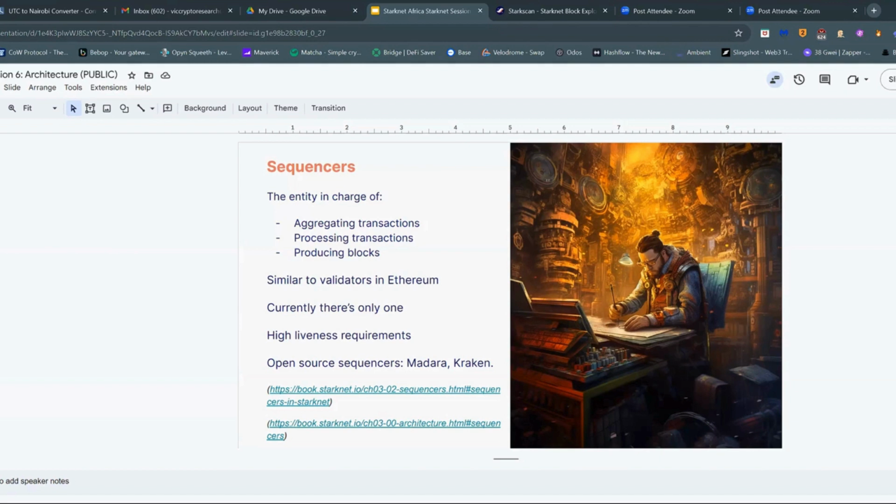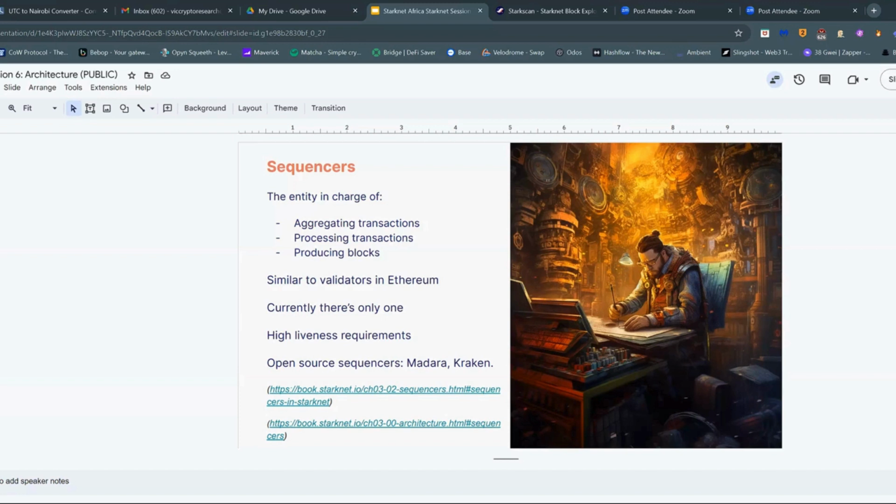The prover, on the other hand, is to be able to provide a mathematical guarantee of the validity of the transactions on the blockchain, which are finally settled on Ethereum. One thing we have to note, and we'll understand once we dive deeper into the sequencer, is actually, let's just go straight to the sequencer.